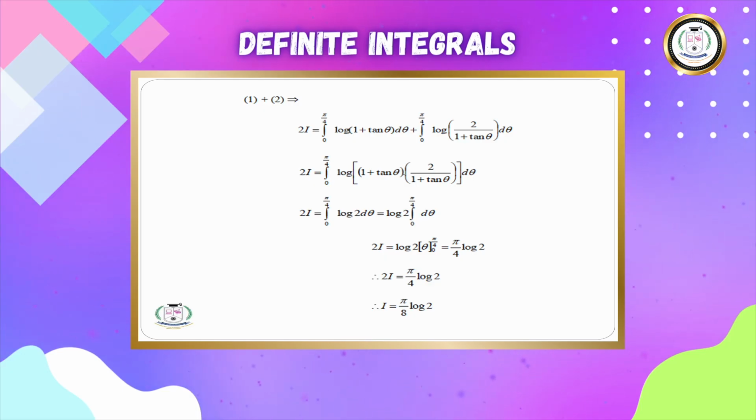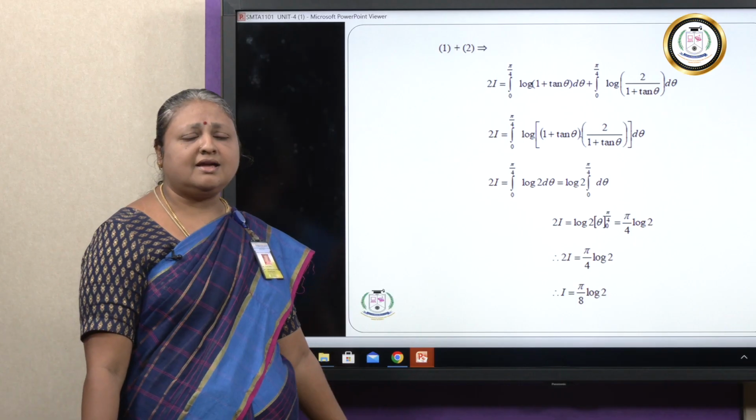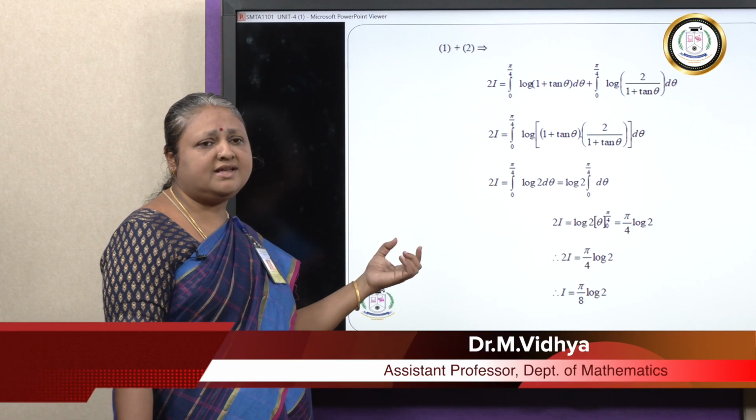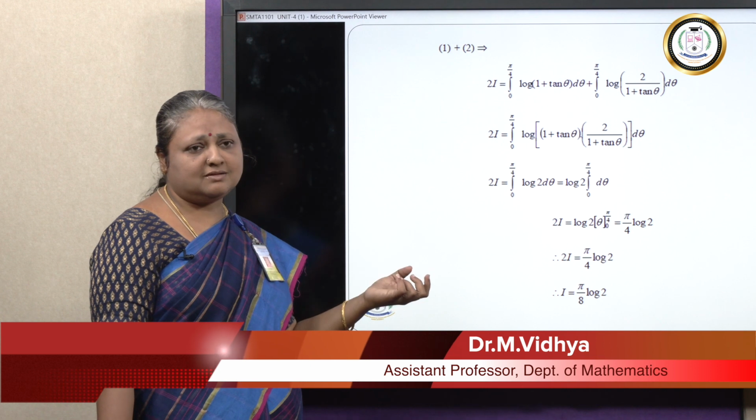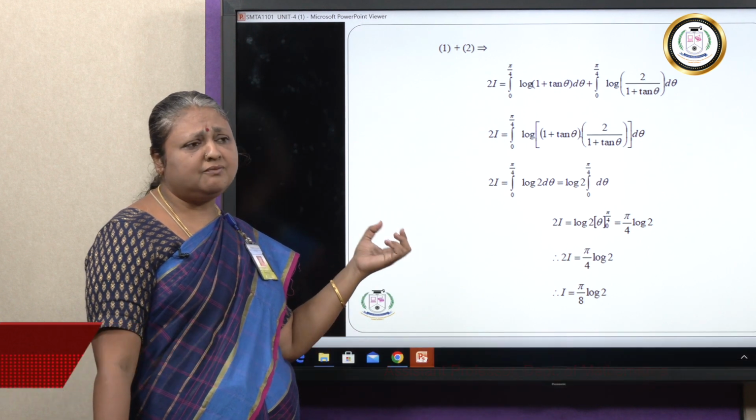Integral 0 to pi by 4 log of 1 plus tan theta d theta is nothing but pi by 8 log 2. I think all of you can understand the properties and how they are involved in the problems.